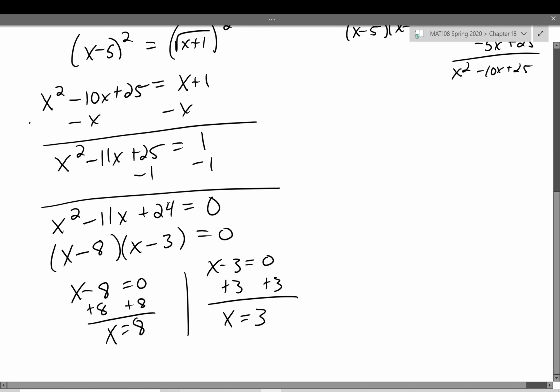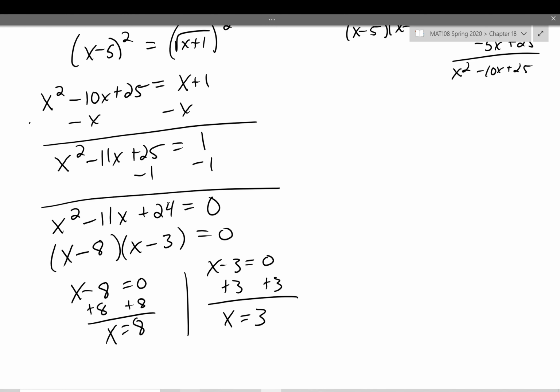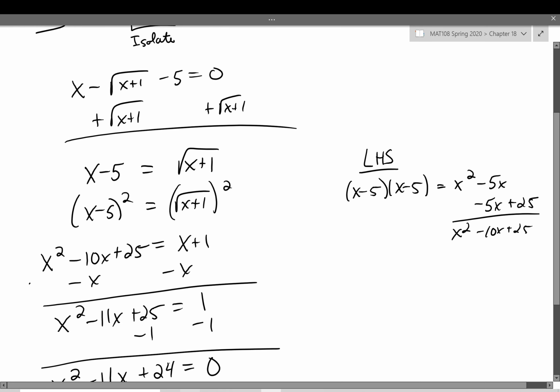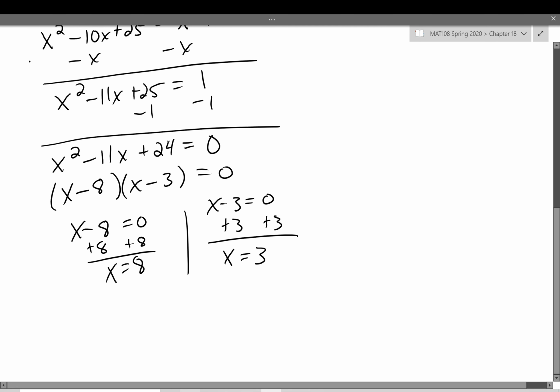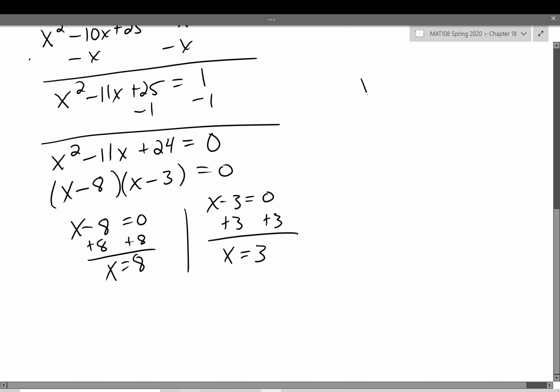Now, you have to notice I didn't circle anything yet. And that's because since I have a radical inside this problem, all right, since we had a radical, let me go all the way back up to it right here. I need to check my solutions, okay? I got to check my solutions. So what was the original problem again? It was x minus the square root of x plus 1 minus 5, and that should equal 0.